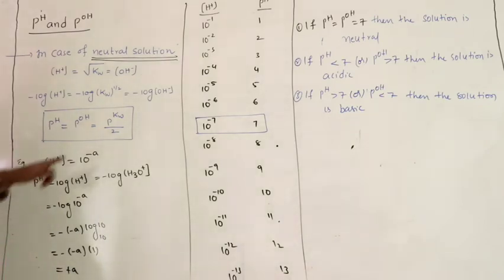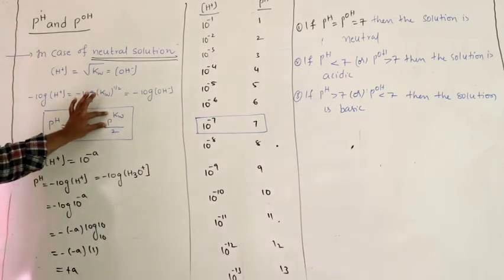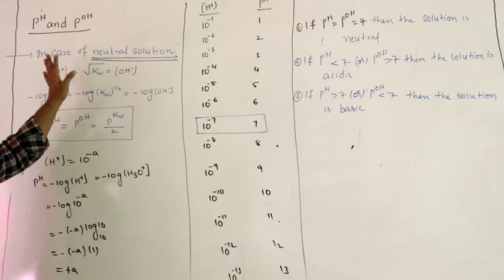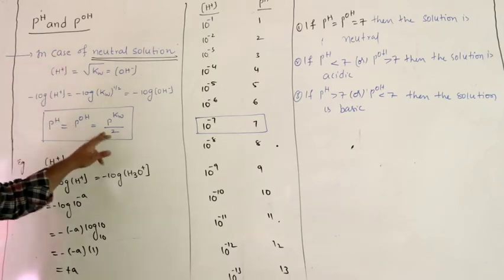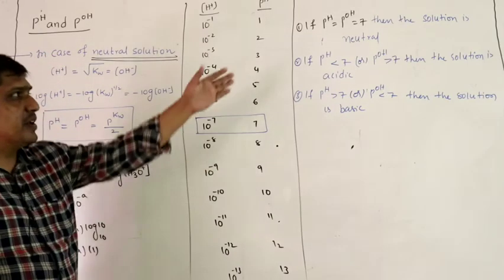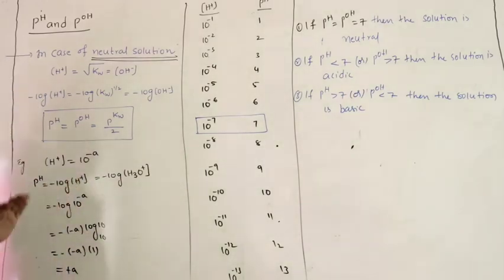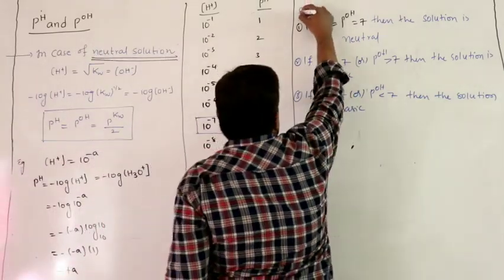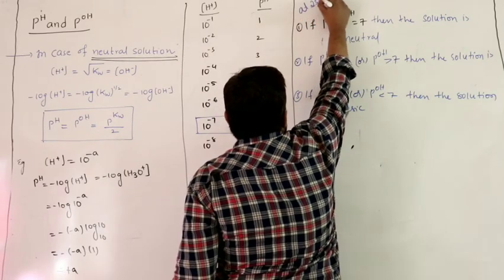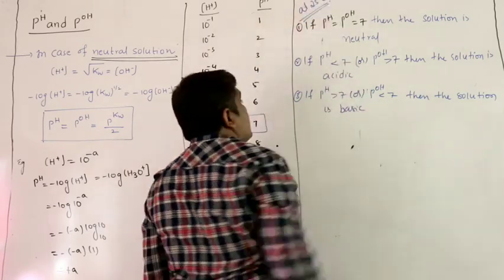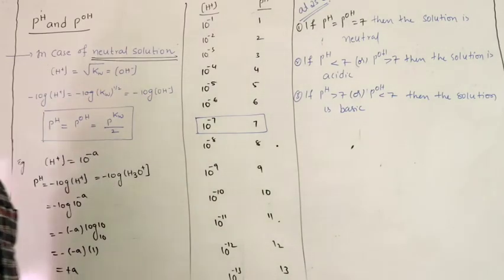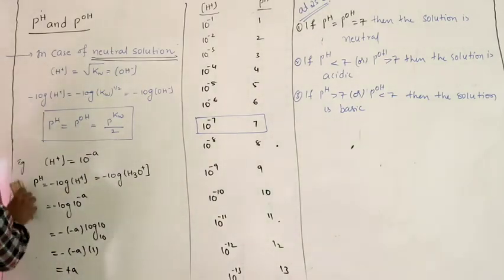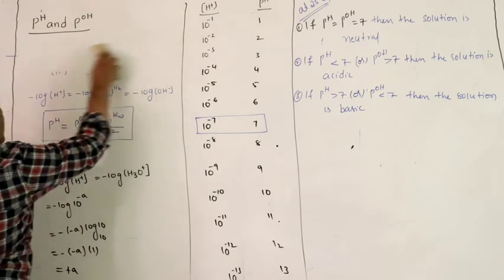So remember at 25 degrees Celsius this is 14 by 2, 14 by 2 is 7. So in case of neutral solution, that is nothing but water, pH must be equal to pOH equal to 7. Based upon that we have concluded this. And remember this is at 25 degrees Celsius because Kw depends upon temperature. So let us take one example of water, interesting example of water.